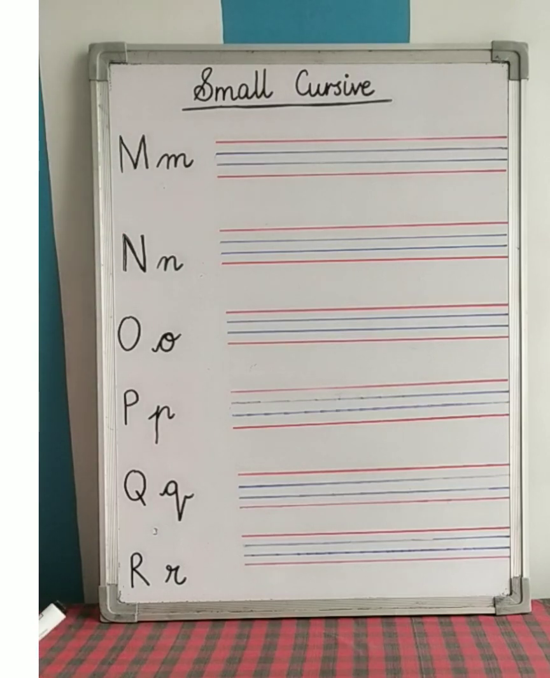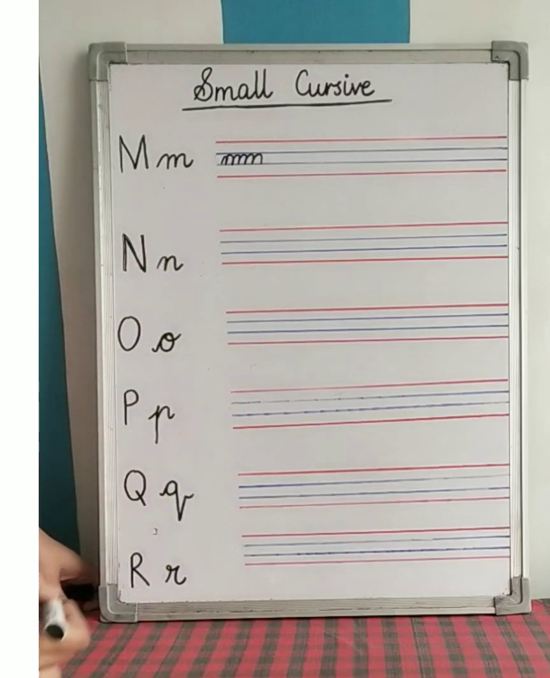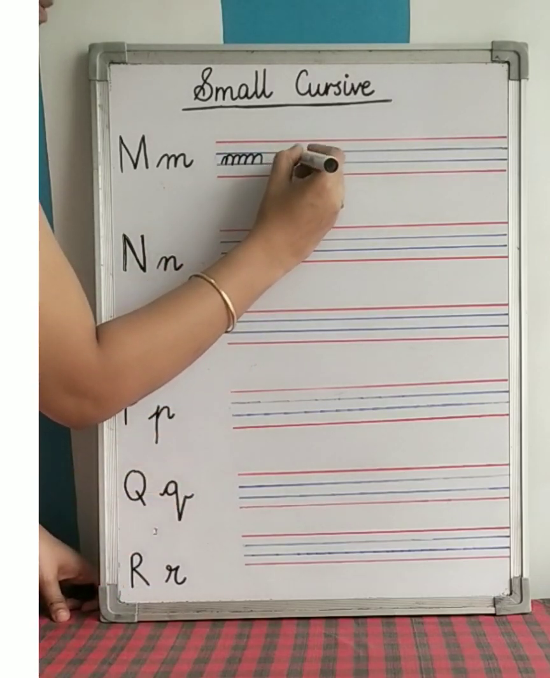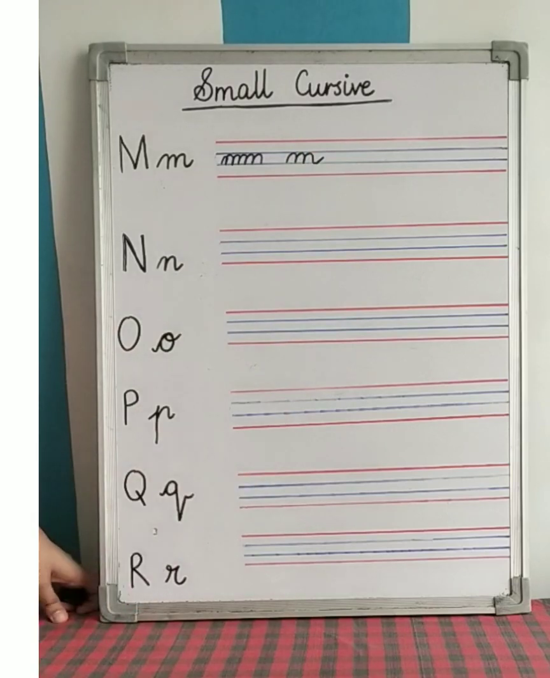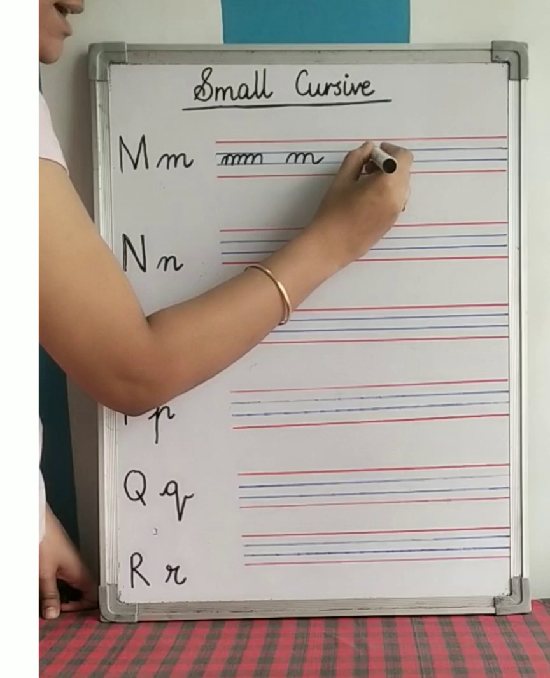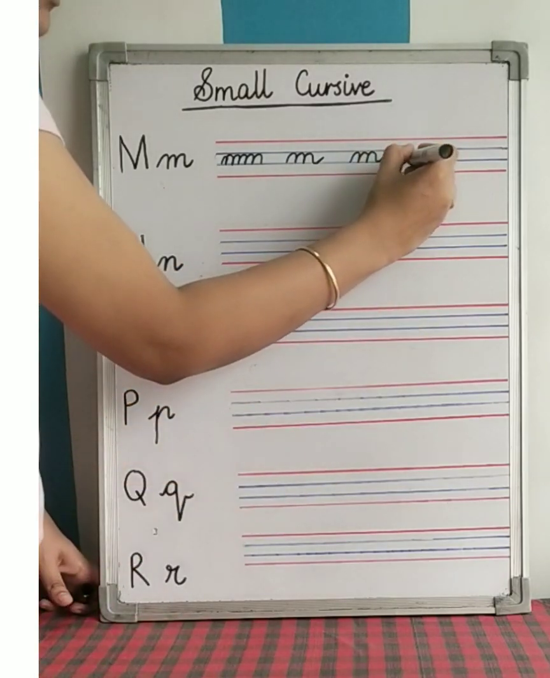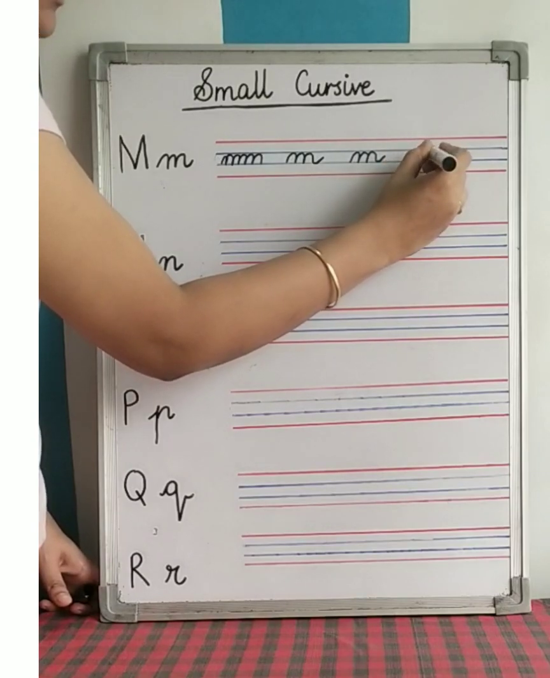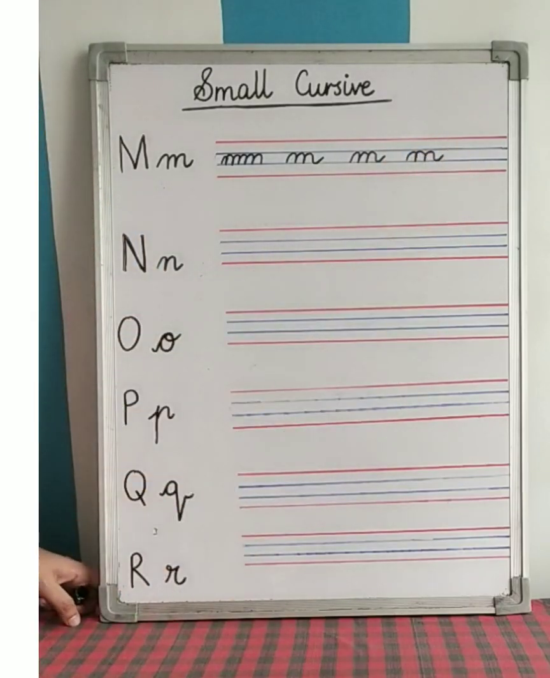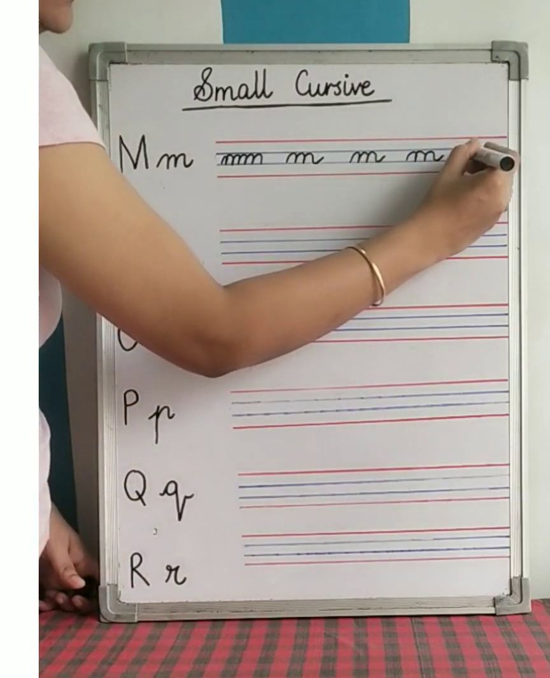Now we will start with the letter small cursive M. So students, small cursive M is based on the pattern this. We just have to repeat the pattern 2 times and then form a tail. First we'll repeat the pattern and then form a tail facing upwards. So students, M is again a stomach letter. It is written between the 2 blue lines like this.